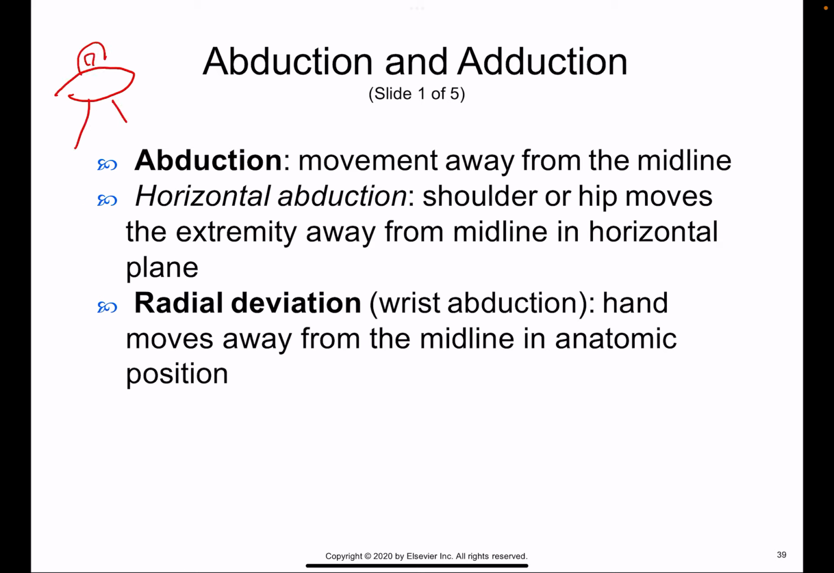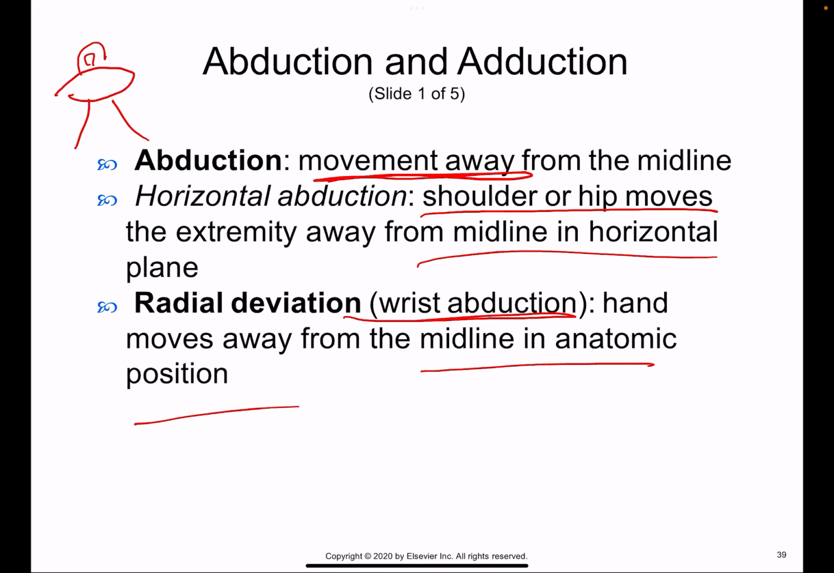Gotta take someone away because it's moving away from the midline. Right, horizontal abduction, so your shoulder or your hip moves away from the midline. And then radial deviation is also known as wrist abduction. Your hand is going to move away from the midline in anatomic position.